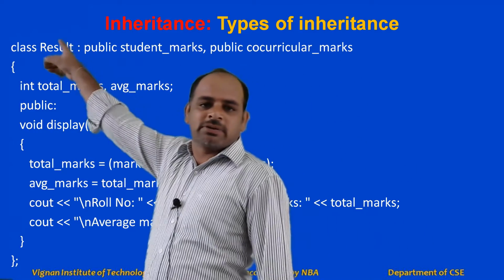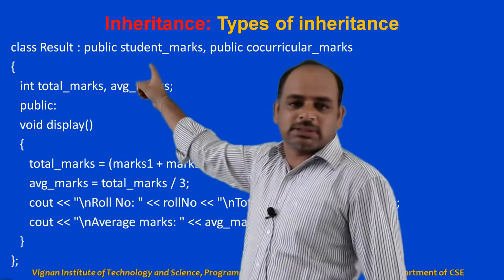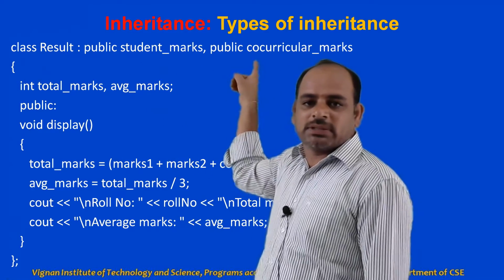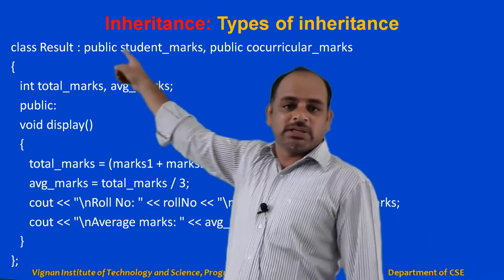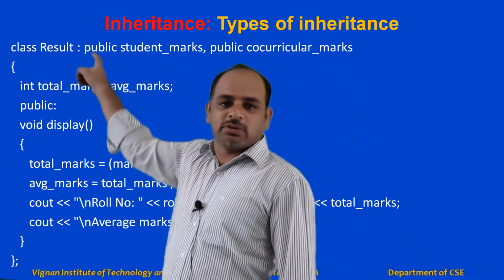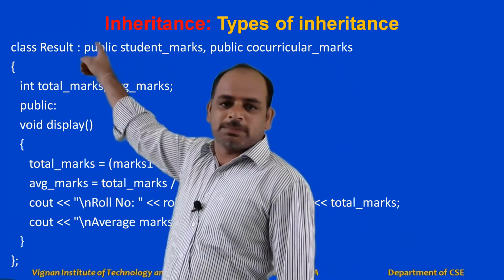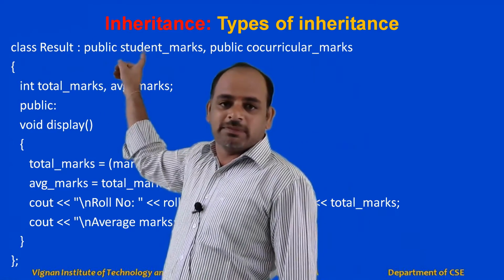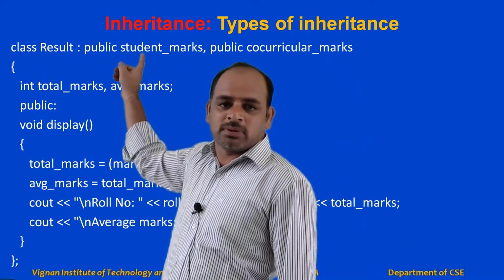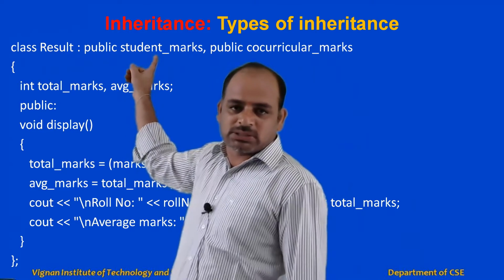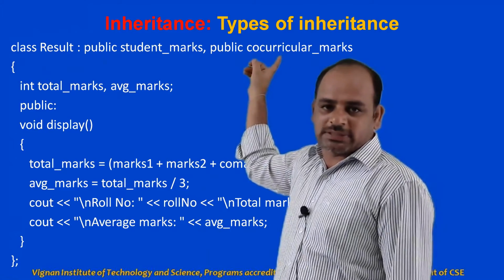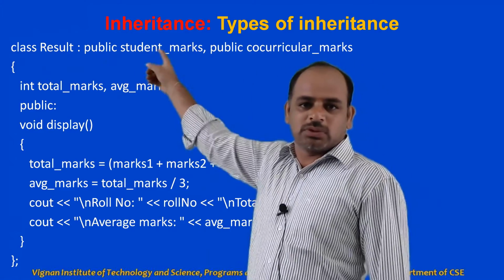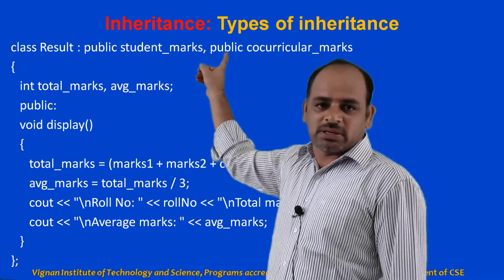So result is the derived class which is derived from two base classes, one is student marks, another one is co-curricular marks. These are separated by commas, and for each class inheritance you have to specify the access specifier, in which mode you want to inherit the student marks class, and in which mode you want to inherit the co-curricular marks class. So both are in public mode, so these two are separated by commas here, right?